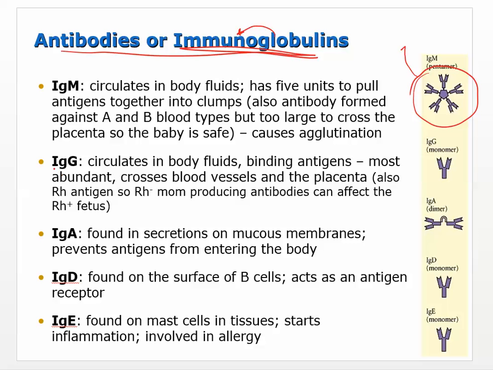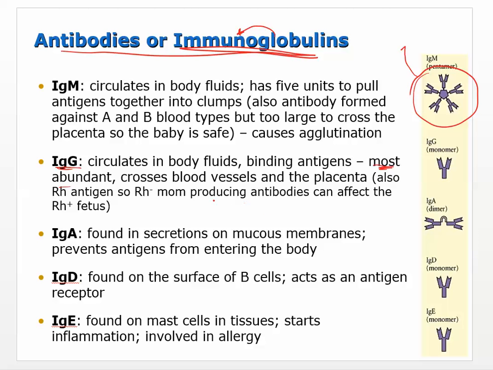So that's IgM. IgG are most of the antibodies we think of when we think of fighting off a virus or something like that. These are what are circulating in body fluids. So most vaccines, this is the most abundant immunoglobulin or antibody. It circulates in body fluids, binding antigen, most abundant, crosses the blood vessels and the placenta, which means yay, mom can give this antibody to the fetus. She can give this to the baby, and the baby will have these when it's born. It'll have the same level of immunity to what's out there that mom has.